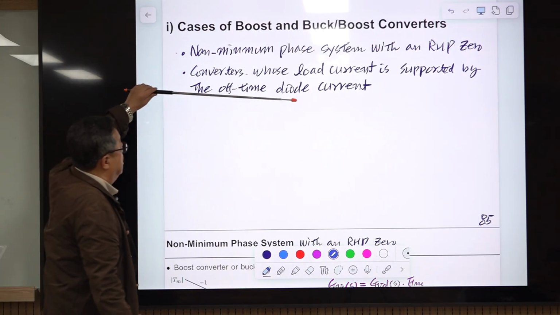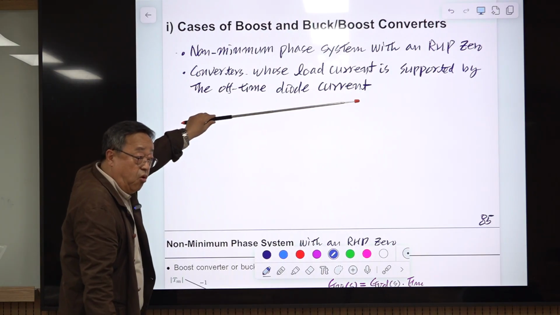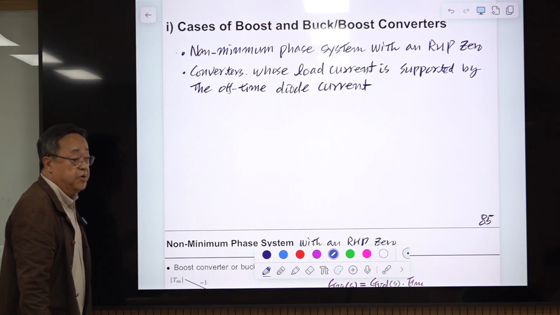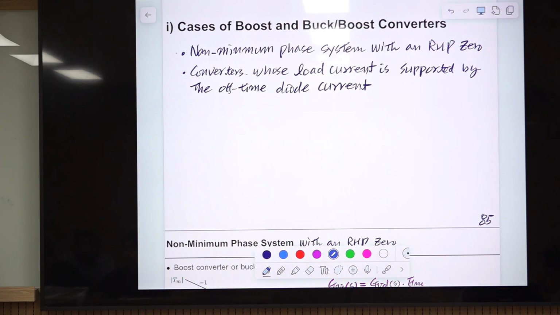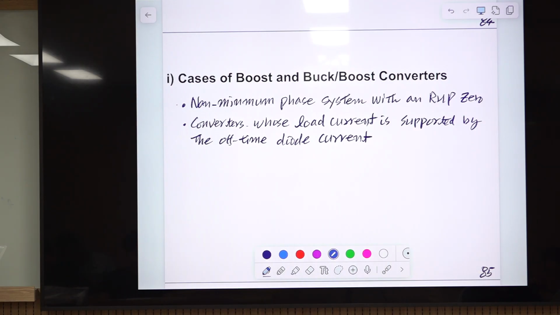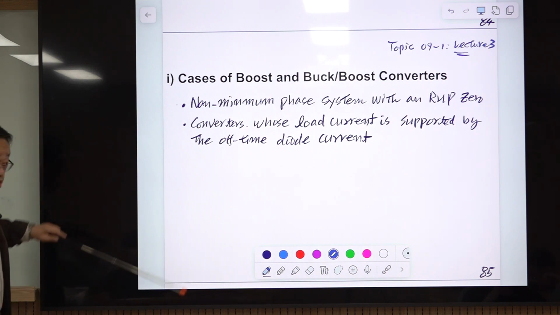These two converters have an RHP zero in the duty ratio to output transfer function. It's called a non-minimum phase system, and I discussed all the details about this non-minimum phase system in the previous lecture this semester, lecture 3. We discussed all the details about this non-minimum phase system using the boost converter example.